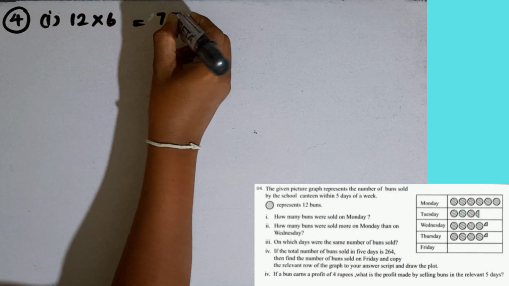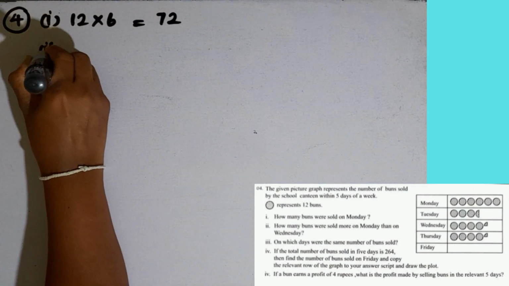Question number 4. The given picture graph represents the number of buns sold by the school canteen within 5 days of a week. A circle represents 12 buns. First part. How many buns were sold on Monday? On Monday we are given 6 circles. So if a circle represents 12 buns, 12 should be multiplied by 6. Then 72 buns.